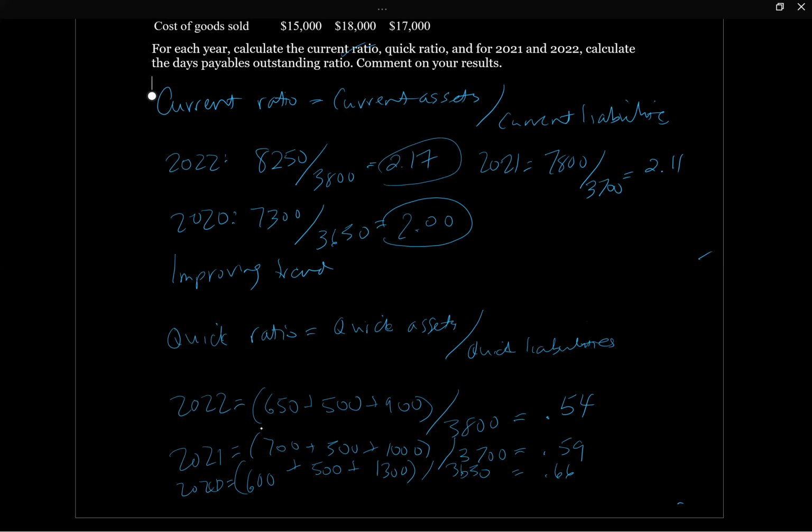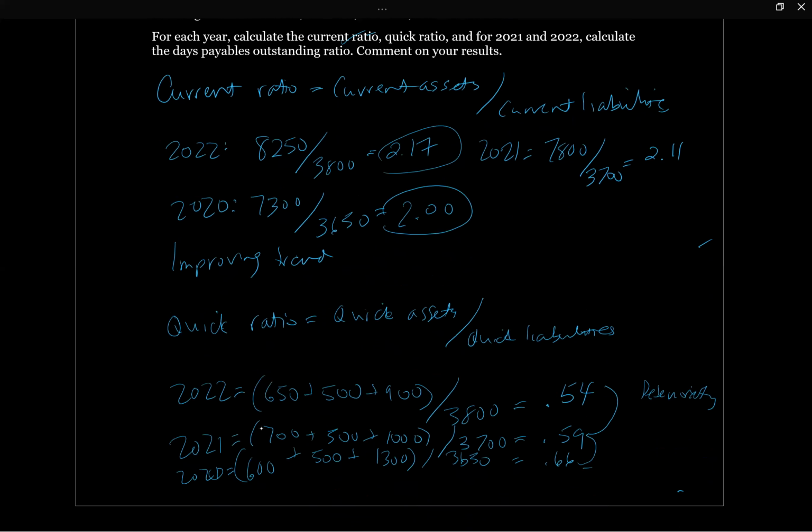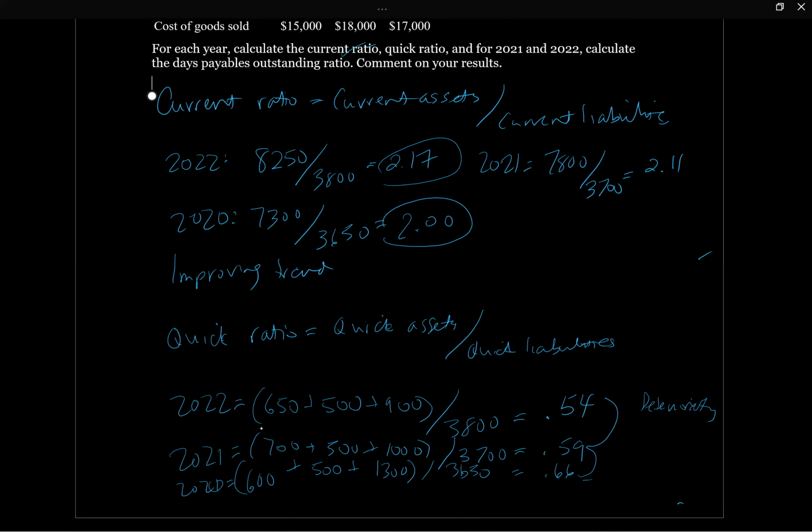So it's actually coming down, our quick ratio. And so the quick ratio is deteriorating. It's actually getting worse. So this is a deteriorating trend. We would rather have an increasing ratio, and we actually have a decreasing ratio. What that means is that our non-quick assets, like our inventory and our prepaid expenses, are increasing as a proportion of our total liabilities. Okay. Last but not least, we've got the average days payable.